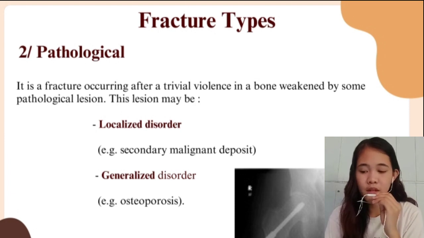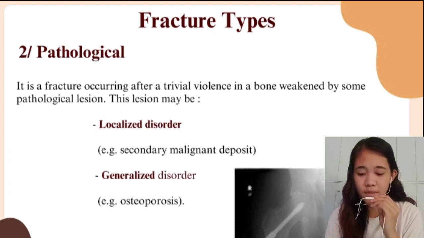Let us now proceed to the impacted fracture. An impacted fracture, also called a buckle fracture, is a break where the ends are driven into each other. This is often seen with children's arm fractures. An impacted fracture occurs when the broken ends of the bone are jammed together by the force of the injury.